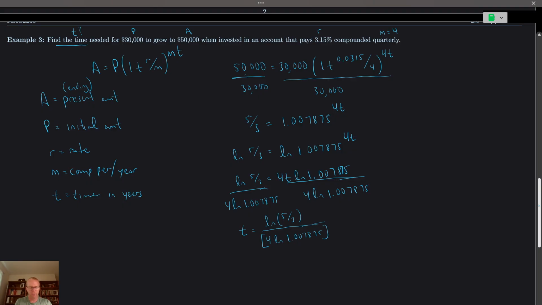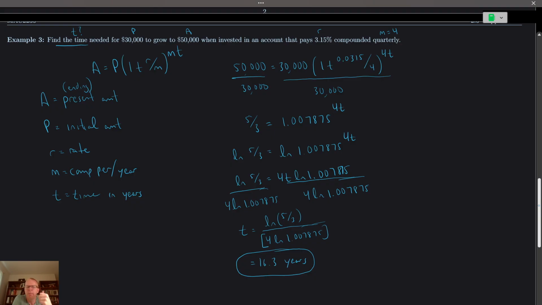So we get ln of 5/3. The way I do this, ln of 5/3, put in equal, now divide by 4. You'll just take that answer, divide by 4, and then divide by ln of 1.007875. And we get 16.3. So 16.3 years. Okay, so that's the answer. That's a good rounded off answer.